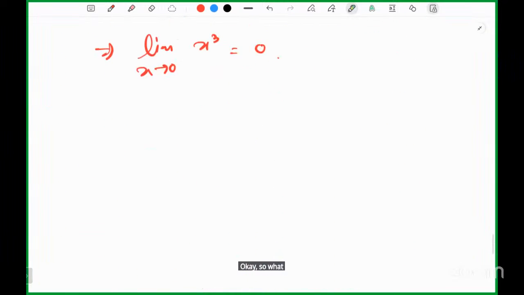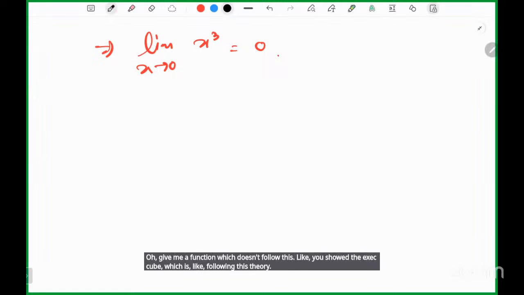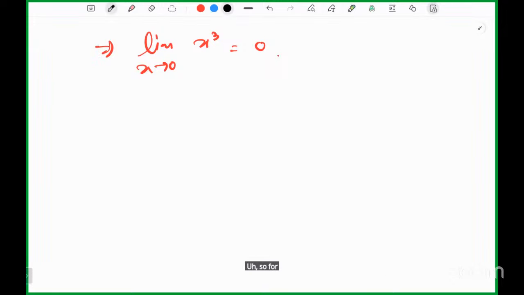Can you give a counter example in the same context? Counter example means? Give me a function which doesn't follow this. Like you showed that x cube is following this theory, give us an example which doesn't agree with this. So for that we can take an example.